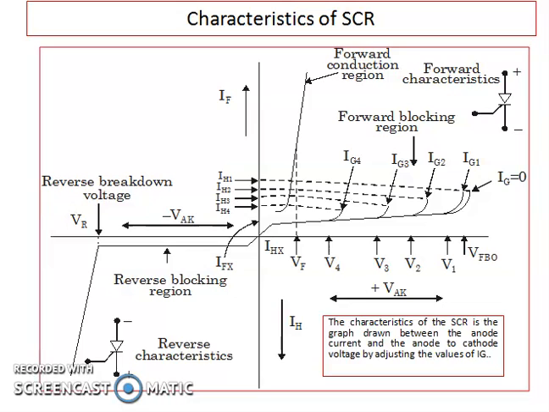In the forward characteristic, we find that there is a voltage called VFBO, that is forward breakover voltage, when Ig equal to 0. Then whenever the biasing voltage exceeds the value of VFBO, we find that the current conduction starts quickly and there is a sudden increase in current. The forward conduction region begins.